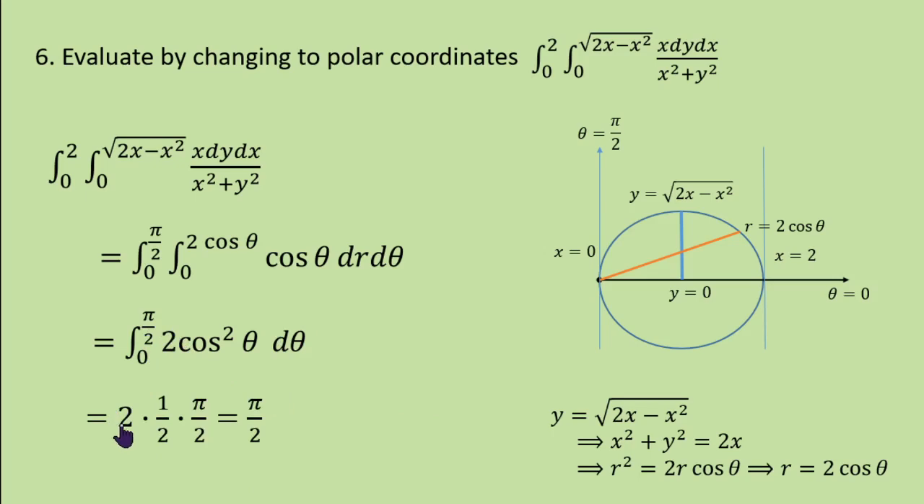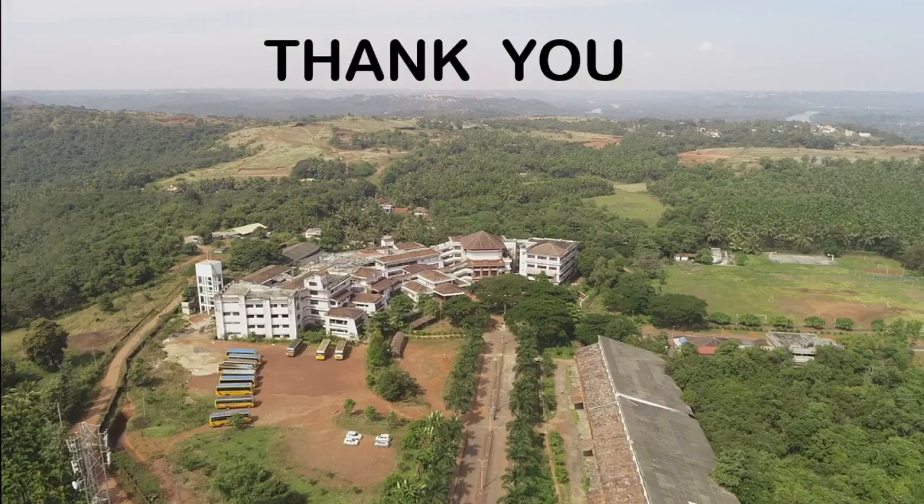This is the reduction formula concept for cos square theta: the integral from 0 to pi by 2 is 1 by 2 into pi by 2, since it is even. Cancel 2, answer is pi by 2. This is how, by changing to polar form, we are able to evaluate the double integration. I hope you got the idea how we can change into polar form, and similarly how we can evaluate the double integration in polar form. Thank you for watching this video.